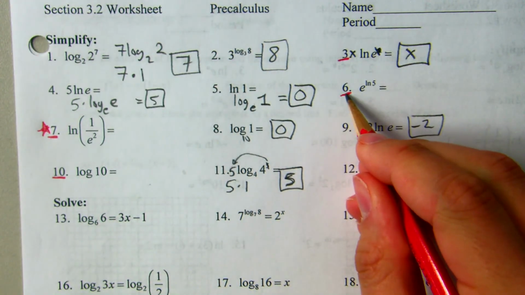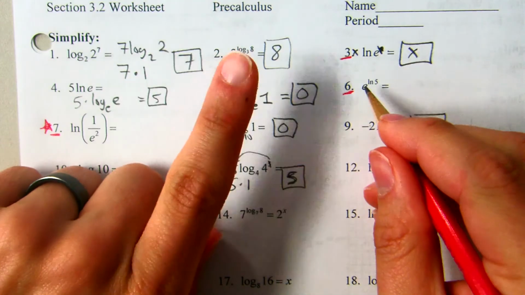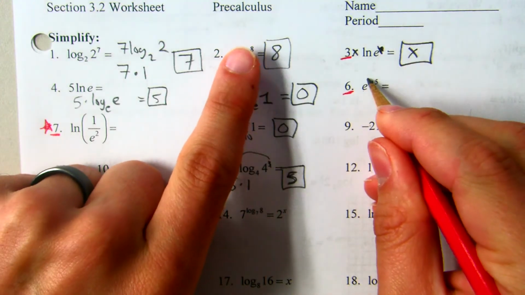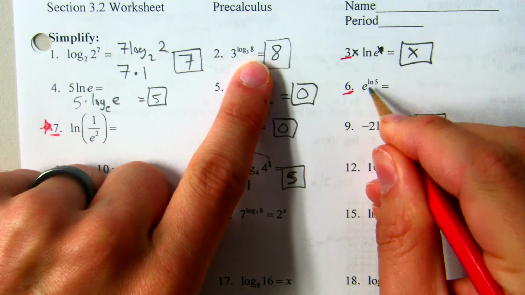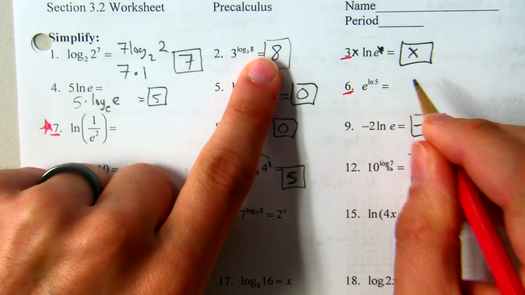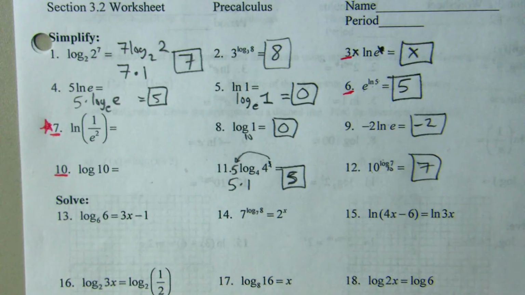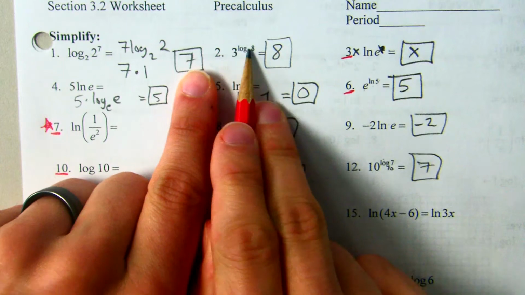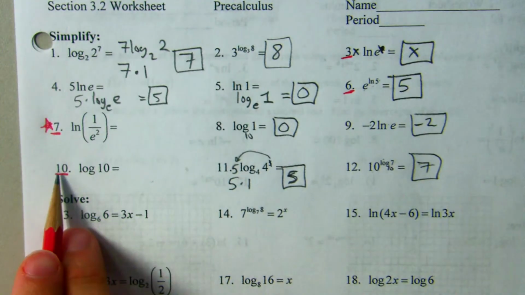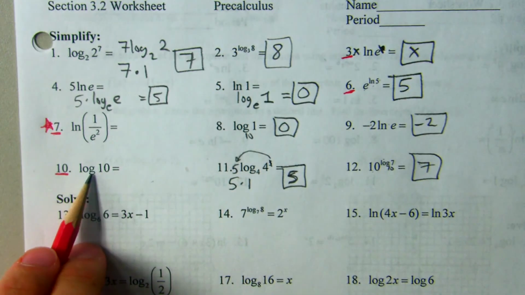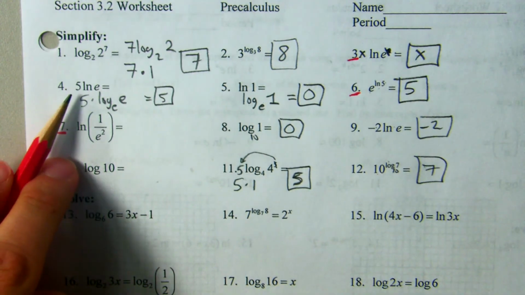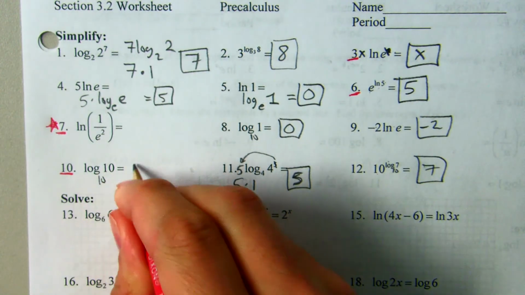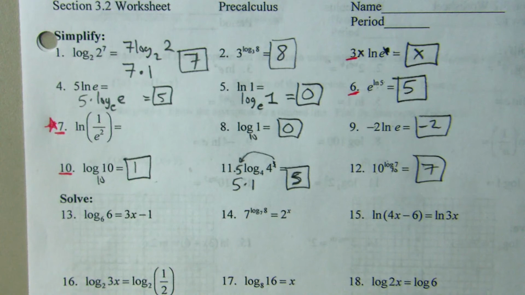Number 6, this matches up like question 2. The number, and then its exponent is log of this base of the same number of something. So it's just going to equal that something. These are the same thing: e, base e; 3, base 3. Okay, and question 10. I kind of thought this one looked like number 4, except that you don't have to multiply by 5. 10 to the first is what gives you 10. Every time the base and the argument are the same, it will be 1.